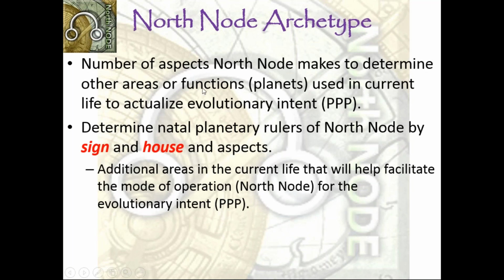So we will also look at the number of aspects the North Node makes to determine those other areas, planets, that will be used in this life to actualize that evolutionary intent. We will also look at the planetary rulers of the North Node by sign and house and their aspects to get even more information on how we are going to be moving forward, actualizing the evolutionary intent via that Pluto polarity point.